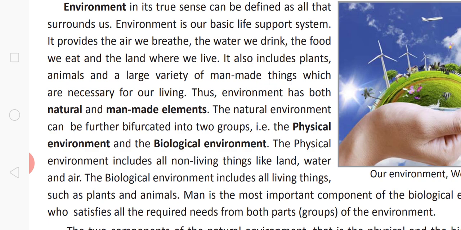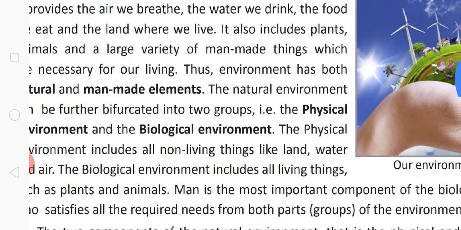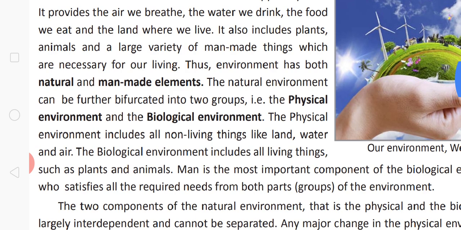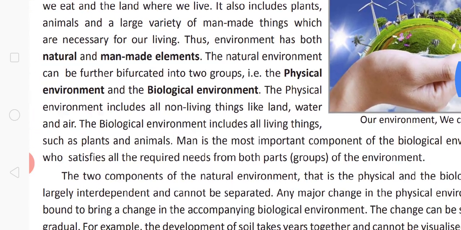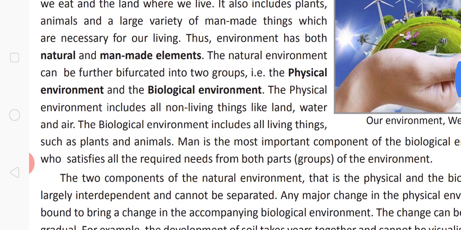Now here you have to keep in your mind what is a natural and what is a man-made environment. Natural environment means which are created naturally, and man-made means the things which are made by human beings. These are man-made elements. So here the natural environment can be further bifurcated into 2 groups. Once again, natural environment is generally of 2 types: physical environment and biological environment.